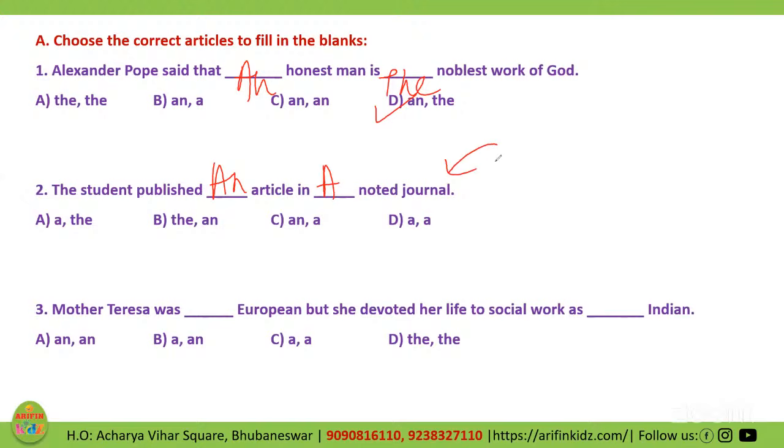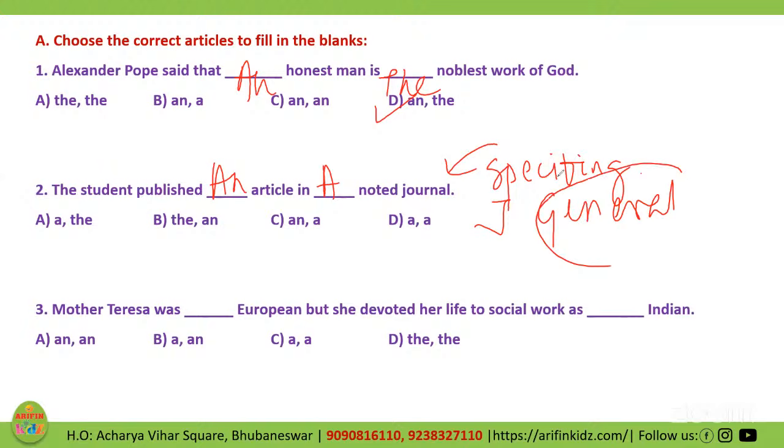It is not specifying which journal. So it is any journal, a general journal. So it is not specifying which journal or any established journal. So answer is C. Very good. A lot of correct answers are coming. Next, we have question number 3.